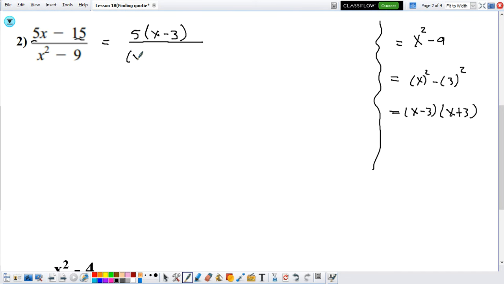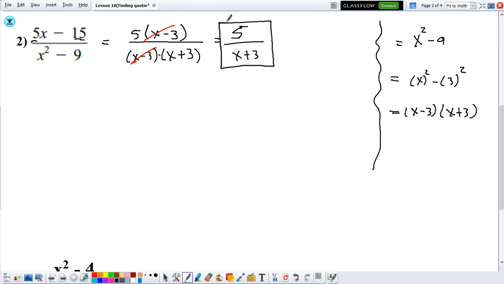So let's do that. x minus 3, x plus 3. Everything is multiplied. Notice that you have the same expression here, x minus 3 and x minus 3, so they can cancel out. So now you have 5 divided by x plus 3. And this is your result. This is your quotient.